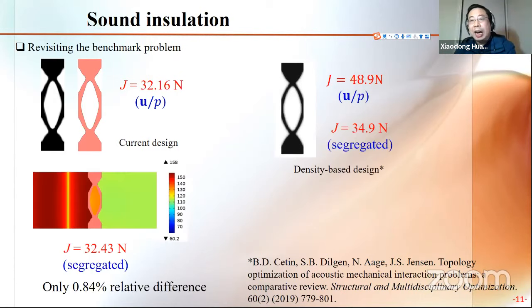Then the smooth design is input to COMSOL and reanalyzed by the segregated formulation. The objective value is 32.43 Newton, which is also very close to the objective value using the UP formulation in optimization. In the segregated formulation, the objective value of the current design is still lower than that of the extracted density-based design.